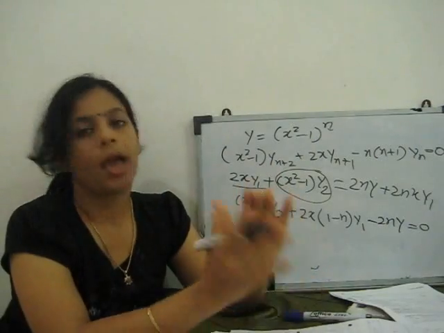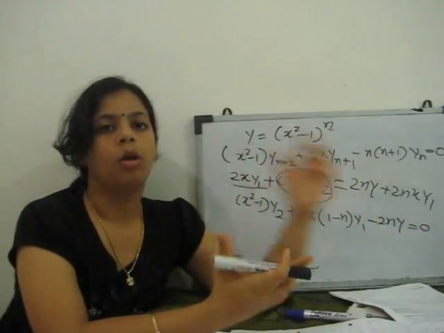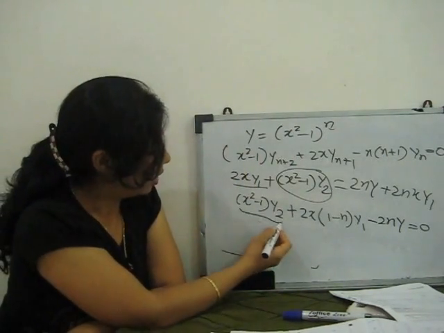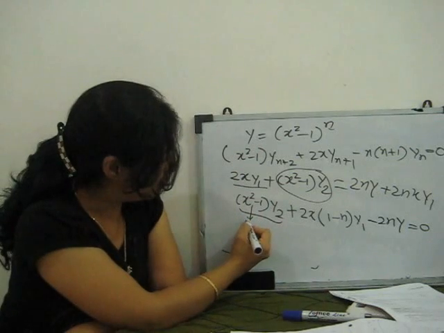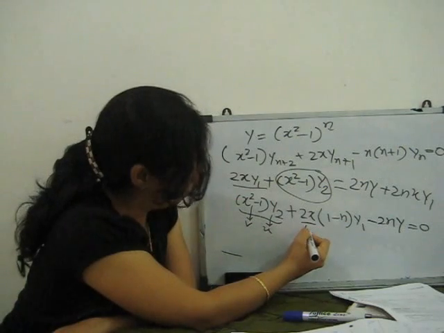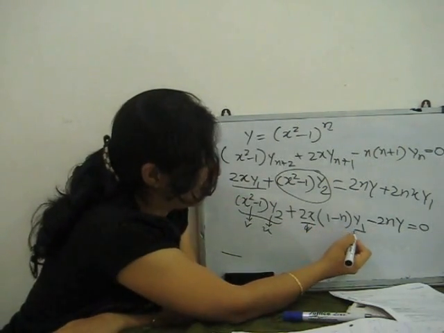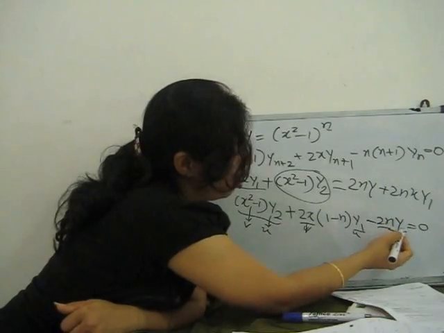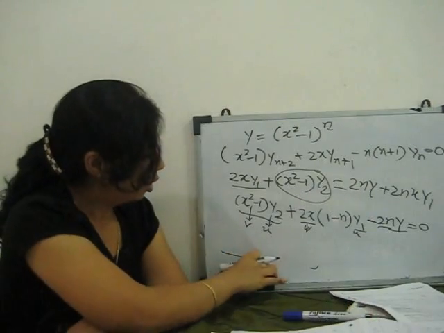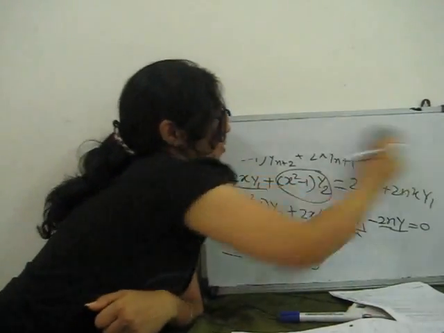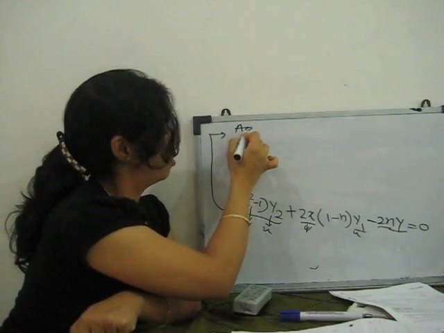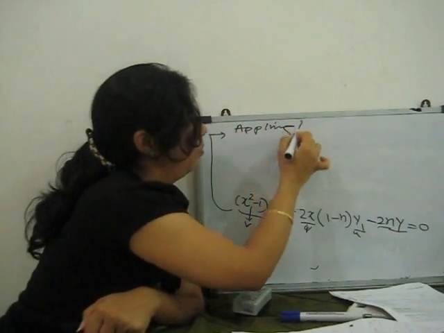Now you have to apply the Leibniz in each term for taking the nth order derivative. When you apply, there are 3 terms. Now in this case, this is v, this is u. Here there is just one function, the nth derivative of 2ny is 2n y n. Clear? So now I will apply Leibniz.